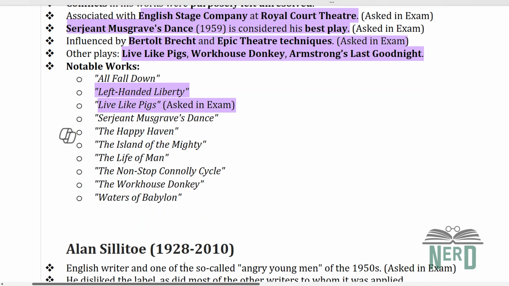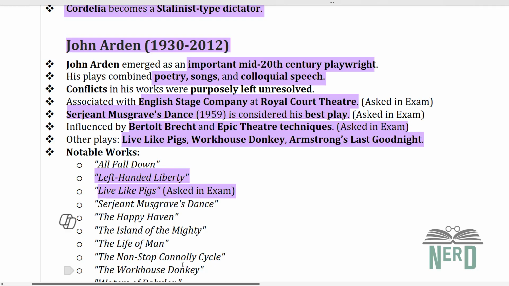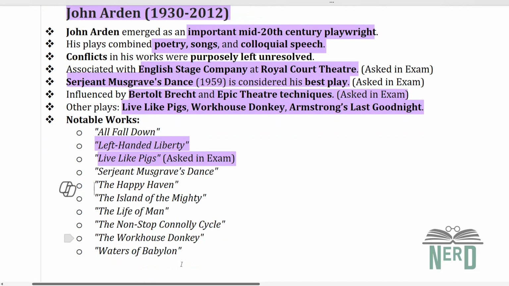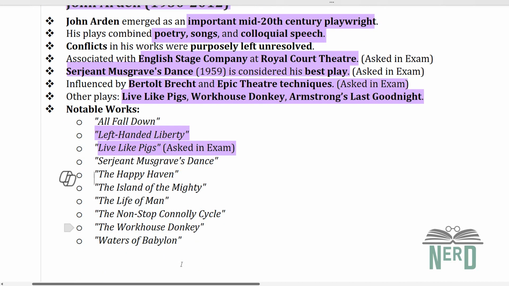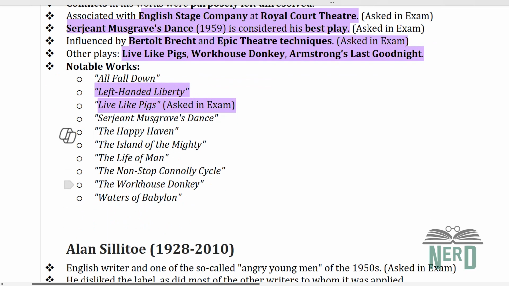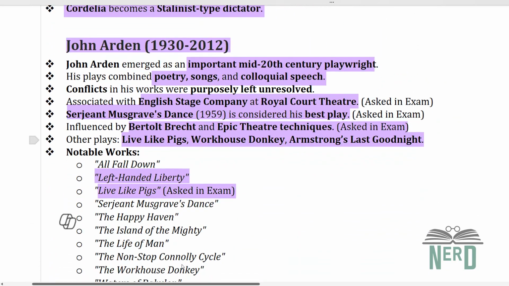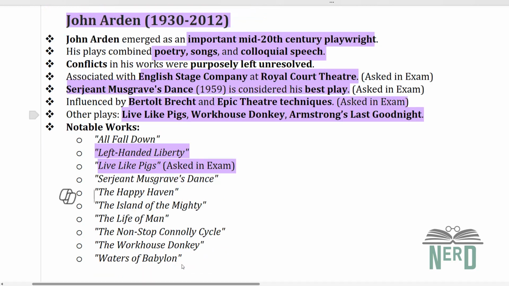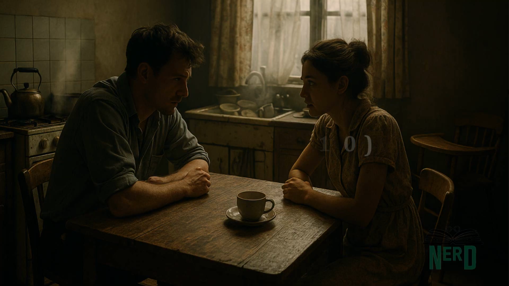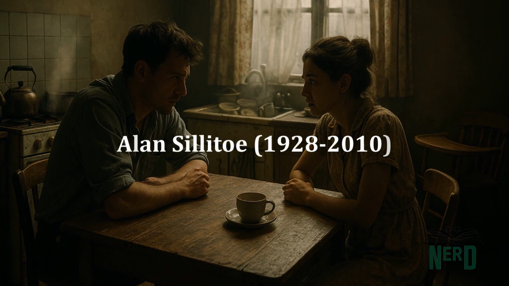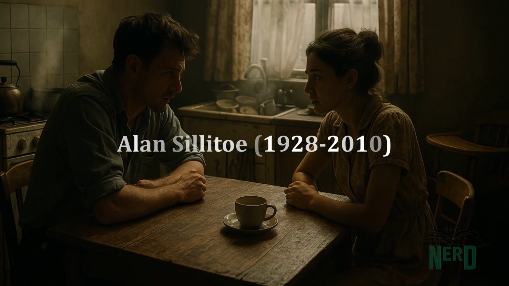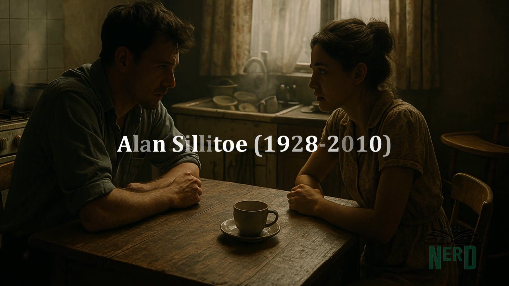Both Bond and Arden belong to a generation that transformed British theatre, replacing drawing room comedies with intellectual rebellion and social conscience. They pushed drama beyond entertainment into the realm of ethics, politics, and truth, challenging audiences to look inward and act outward. Let's begin with Alan Sillitoe, one of the most distinctive literary voices to emerge from post-war Britain.